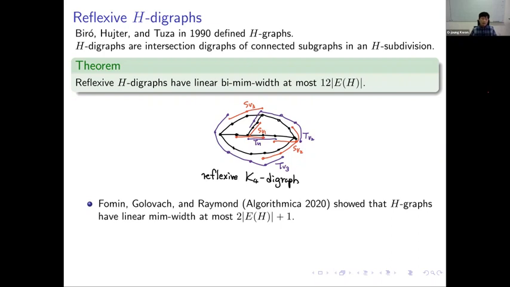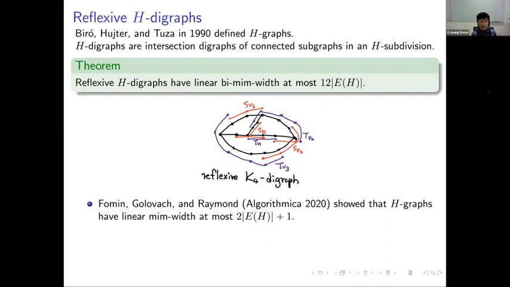Quite recently, Fomin, Golovach and Raymond showed that H-graphs have linear mim-width at most 2 times the number of edges plus one. So actually our theorem generalizes a linear bound of their result, because if source sets and terminal sets are exactly the same, then this gives some bi-orientation of H-graphs. So by dividing by two, we obtain a bound for the sym-mim-width. So our result gives 6 times the number of edges of H for the linear mim-width of H-graphs. But because of the digraphs, we need a little bit lower.